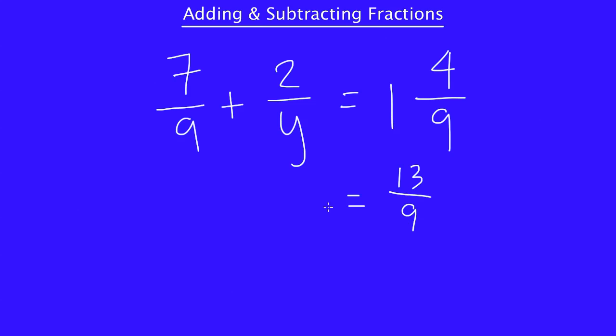And so after I do that, I'm going to go ahead and rewrite what I have on the left side of this equation, which is 7 over 9 plus 2 over y. Now, when we go ahead and do that, we can already see that this y here, this variable y here, we need to make it into a common denominator of some sort.